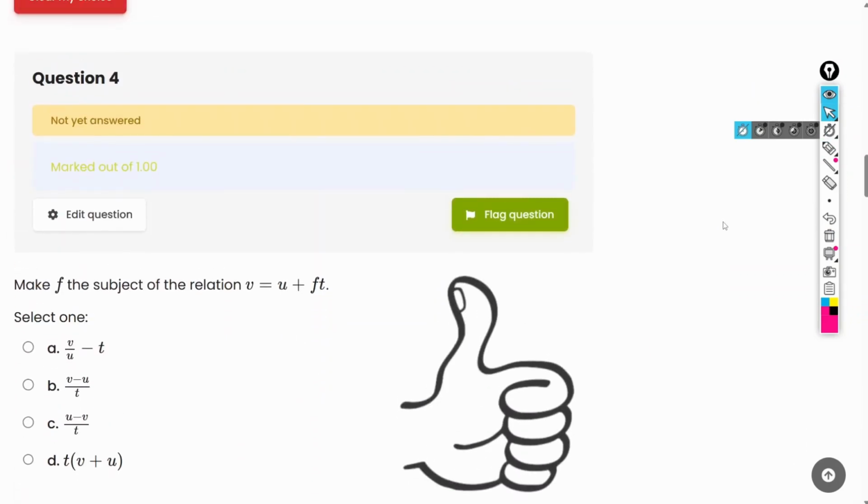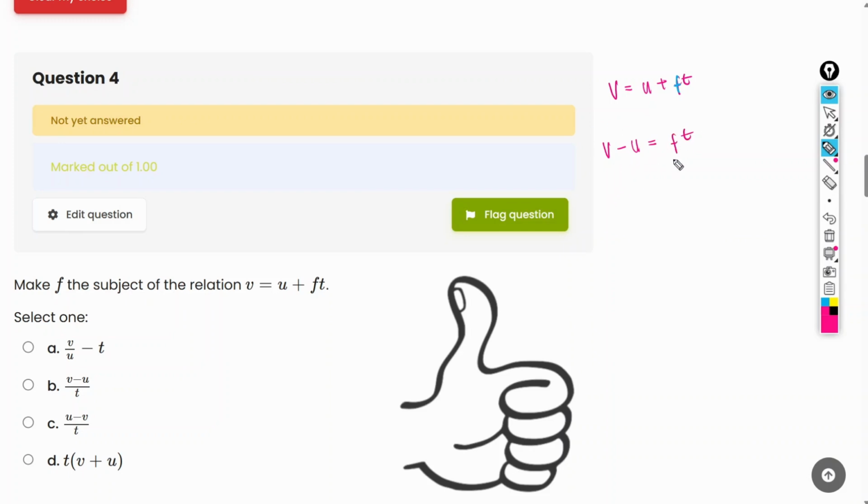All right, question 4 says make f subject of the formula. So we have v is equal to u plus ft, and our target is f. All right, so the first thing I'll do is I'll move u over to the other side. I'm going to take care of u. So this is going to be v minus u is equal to ft.